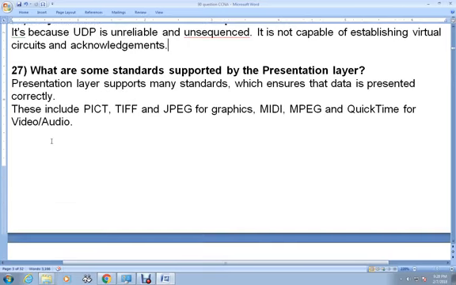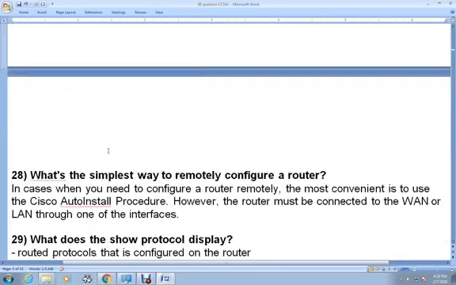Next question, guys, 27th question: what are some standards supported by the presentation layer? The presentation layer supports many standards which ensure that the data is presented correctly. These include PICT, TIFF, and JPEG for graphics, and MIDI, MPEG, and QuickTime for video and audio.